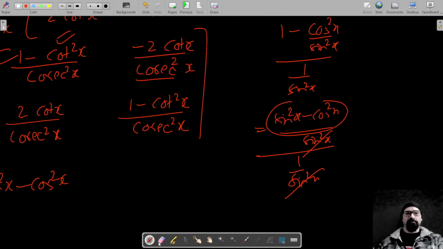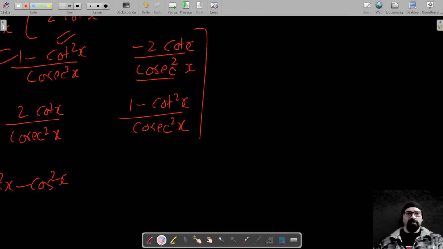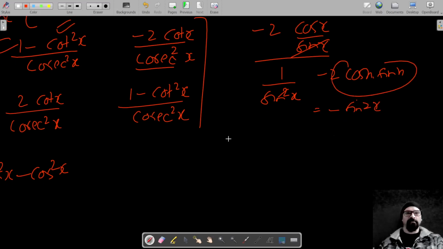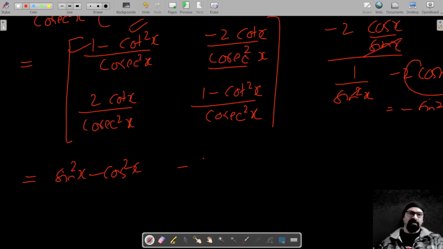Now let's simplify the second term, which is minus 2 cot x upon cosecant square x. Cot is cos by sine x, and cosecant square is 1 by sine square x. So this is equal to negative 2 cos x into sine x, which is equal to negative of sine 2x, because 2 cos x into sine x is sine 2x.